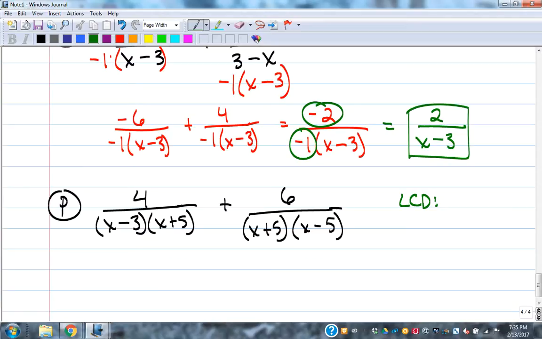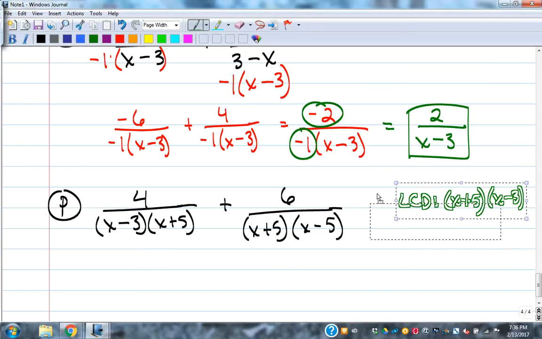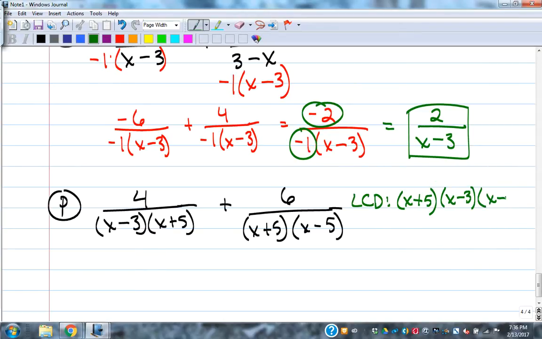So I look at the factors. What's the shared piece? What do both of them have? So that's got to be part of the LCD. The shared piece shows up the one time because it's shared. And then any piece that's not shared shows up in the LCD. Okay? Shared piece and everybody else. So what's everybody else? What does the first one have that's not shared? It's got the x minus 3. And then the second one has what part that's not shared? It's got the x minus 5. So that's part of the LCD as well.